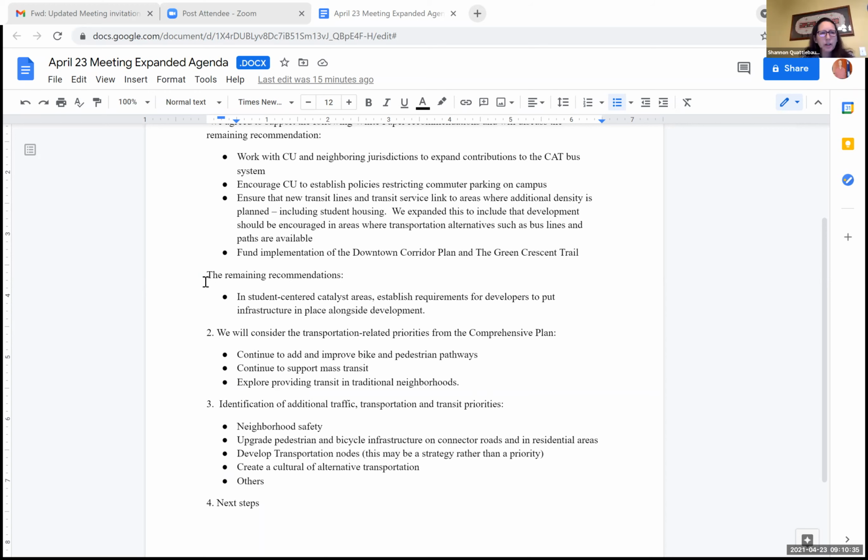Could we use the language instead of transit? Could we say explore providing and improving bike and pedestrian pathways in traditional neighborhoods? Could we just broaden and add to that, and providing connectivity to CAT bus routes via stops and shelters? I'm writing this down, Lisa.